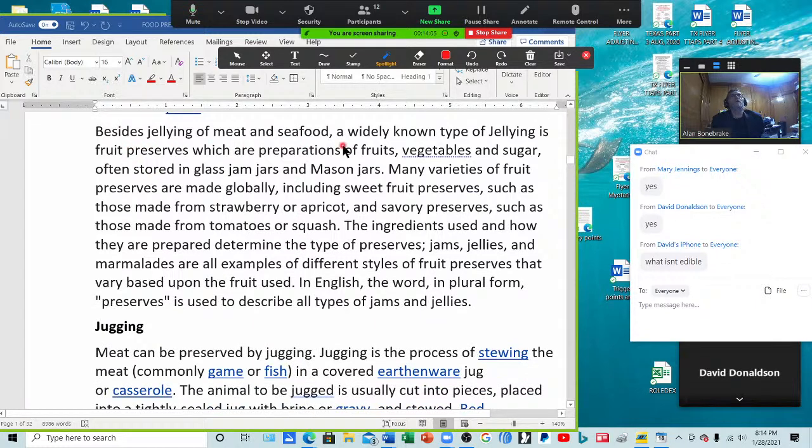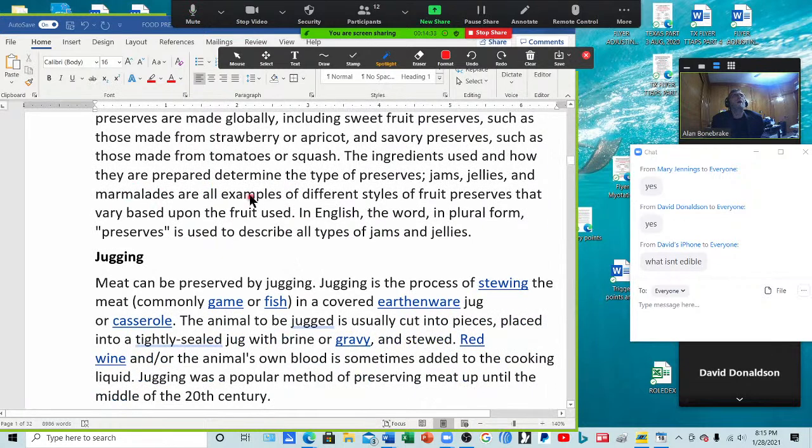Besides gelling of meat and seafood, widely known is fruit preservatives, which are preparations of fruits, vegetables, and sugar often stored in glass jam jars and mason jars. Many varieties of fruit preservatives are made globally, including sweet fruit preservatives, such as those made from strawberry or apricot, and savory preserves, such as those made from tomatoes or squash.